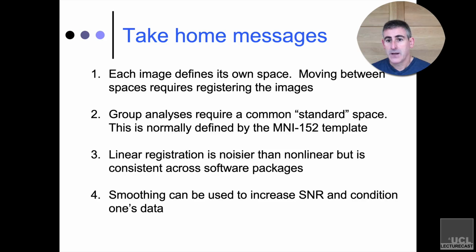And then finally, the final pre-processing step is smoothing our data, and we use it to increase the signal to noise and to improve the generalizability of the anatomy when we combine people in that standard reference space.